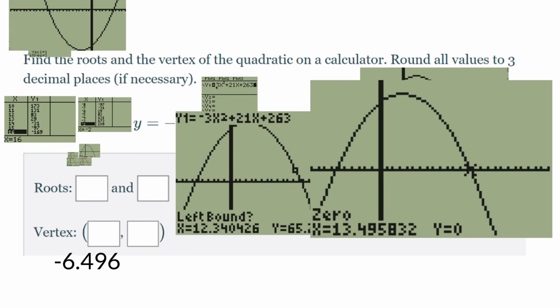our next solution is positive 13.4958. So this would round up to 6. So those are our 2 roots. I don't know why I put it by vertex. Those are our 2 roots.